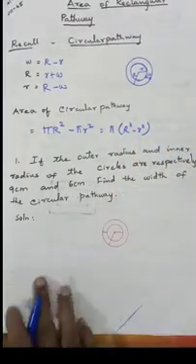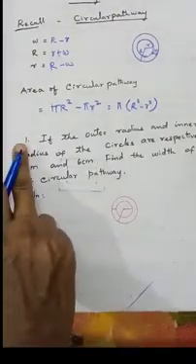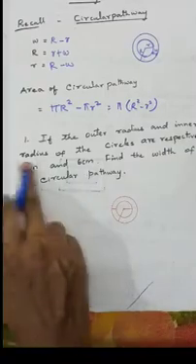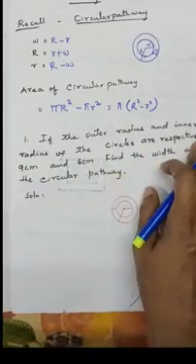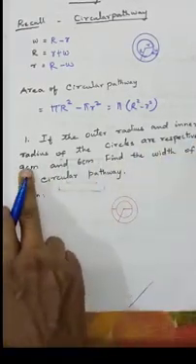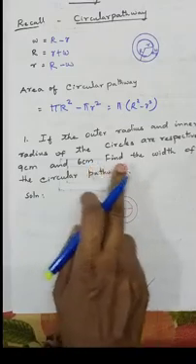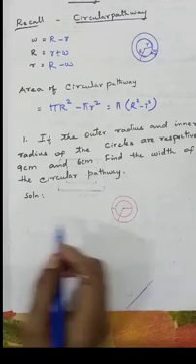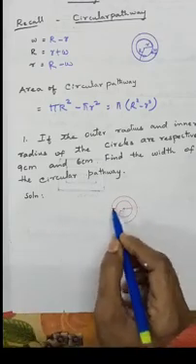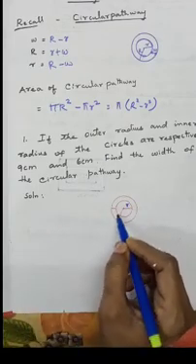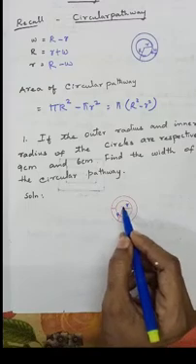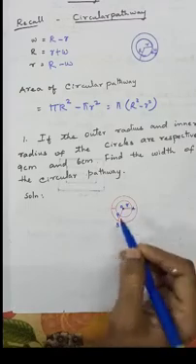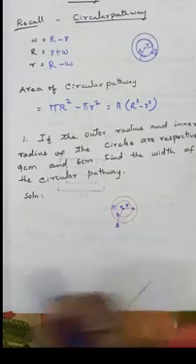Then one problem we shall see. If the outer radius and inner radius of the circles are respectively 9 cm and 6 cm, find the width of the circular pathway. Here we have the smaller circle and the bigger circle. This is capital R, and you give the name O. Here A and B. This is W, isn't it?